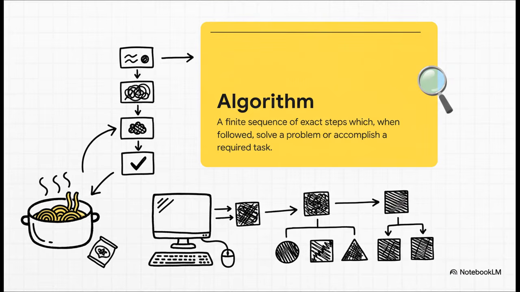Think about making Maggie. It's the perfect example. You follow the recipe on the packet, right? Step 1, boil water. Step 2, add the noodles. Step 3, add the masala. An algorithm is exactly the same thing, just for a computer.